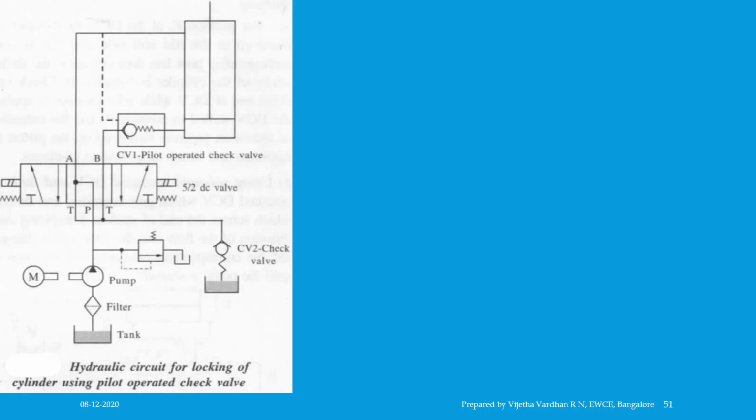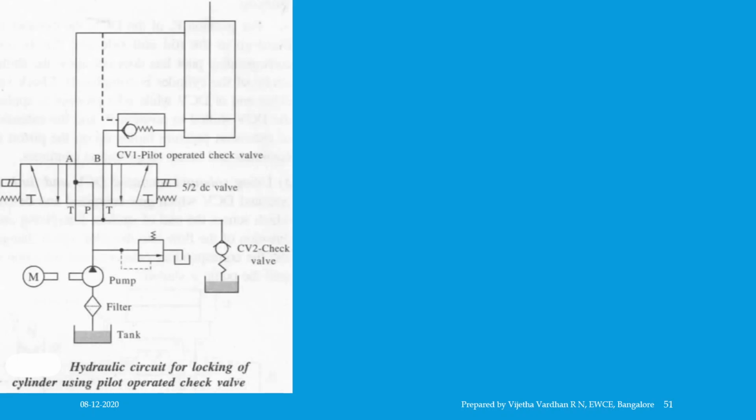Another method of holding the cylinder exactly in the desired position is by using a pilot operated check valve in the return line of the cylinder before the DC valve. This will prevent drifting from its exact intended position even though there is a leakage in the DC valve, and the respective figure has been shown on the left hand side of the slide.